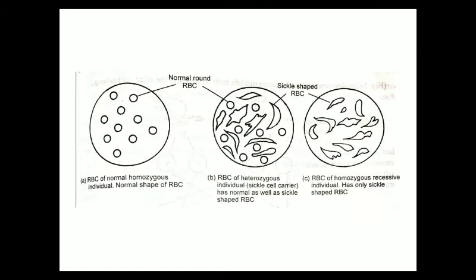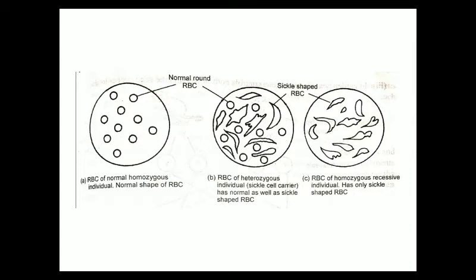So there are three possibilities, or we can say three phenotypic possibilities can be seen. In the first condition, when both dominant alleles are present, that is HBA HBA, what will happen? The person will be normal, he will not suffer from sickle cell anemia disease. The shape of the RBC will be the normal biconcave disc-like shape.